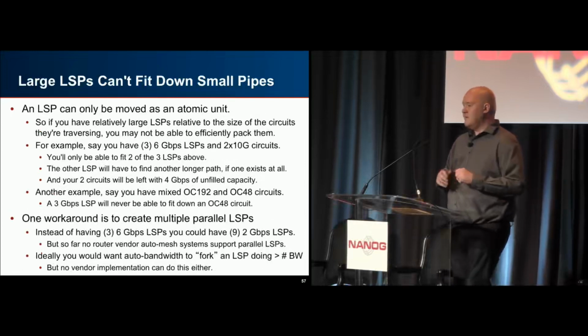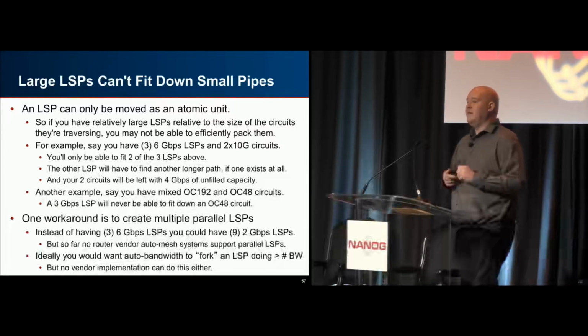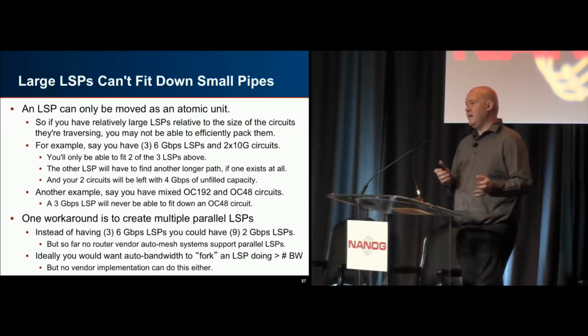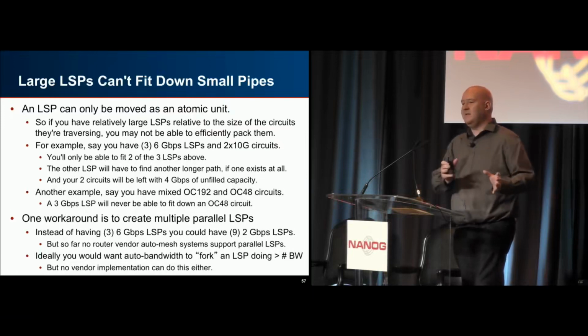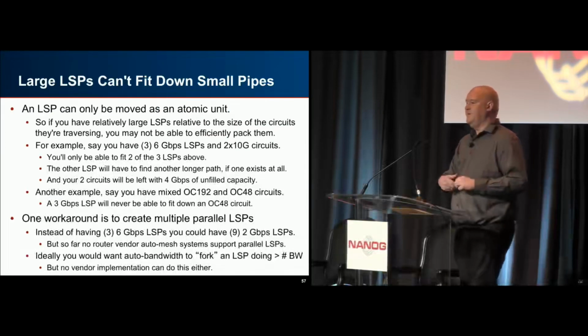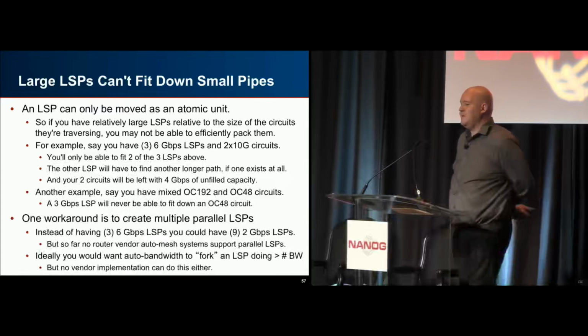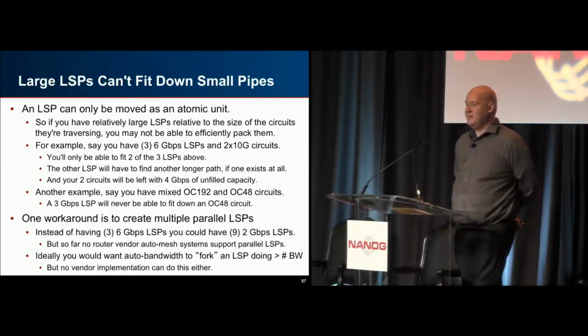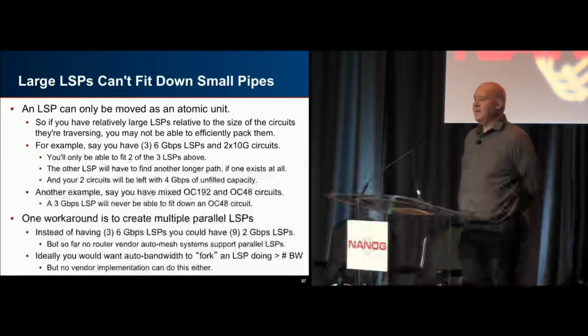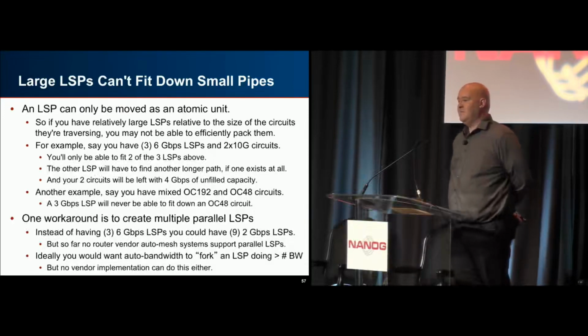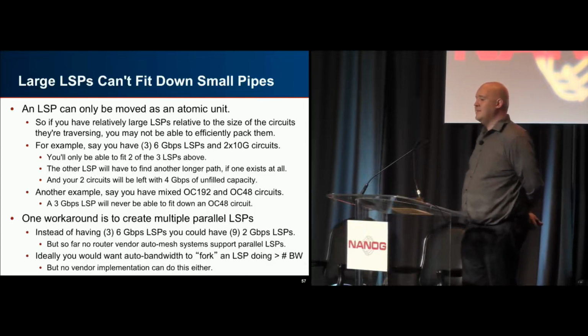Oh, I did have some slides on this. So remember I said you can't fit a large LSP down a small pipe. An LSP can only be moved as an atomic unit. You can't take a 5 gig LSP and split it down two paths. It moves or doesn't move. So if you have relatively large LSPs compared to the size of the circuit, you're not going to get efficient packing. My example was, say you had three 6 gig LSPs on two 10 gig circuits. That's 18 gigs down a 20 gig path. That should work, right? The problem is you can only fit two of those, and the third one is going to sit there not being able to find a path even though capacity exists.